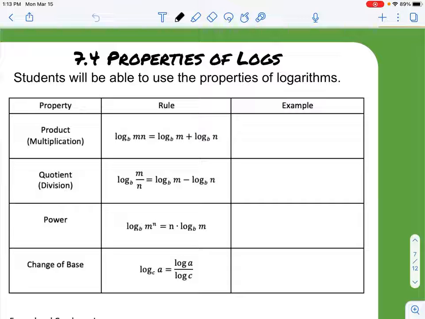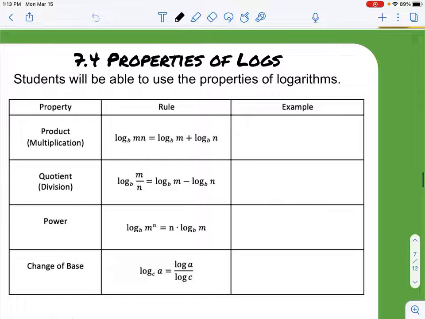Hello, today we are going to be covering the properties of logarithms, otherwise known as logs, and you will be able to use these properties of logarithms. So our first property is the product or multiplication. You'll notice here that you have log base b of m times n. This is what you're looking for when we talk about product.